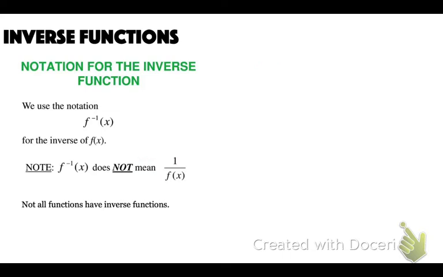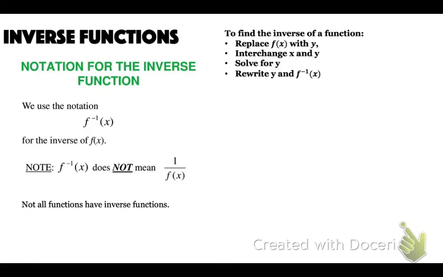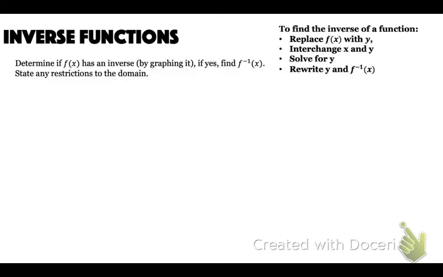Not all functions have inverse functions, like we just talked about, like the squared graphs. So to find the inverse, you're going to replace f of x with y. You're going to interchange x and y, solve for y, and then rewrite y as f inverse of x. First we're going to determine if f of x has an inverse by graphing it. If yes, then find the inverse and state the restrictions.